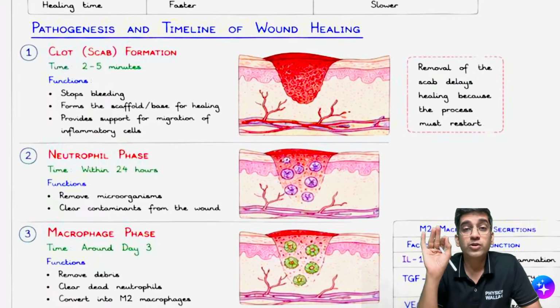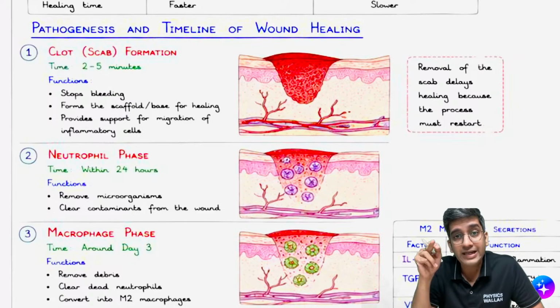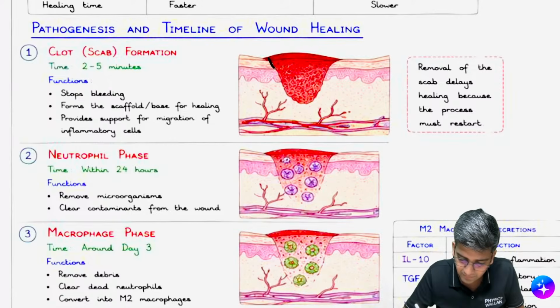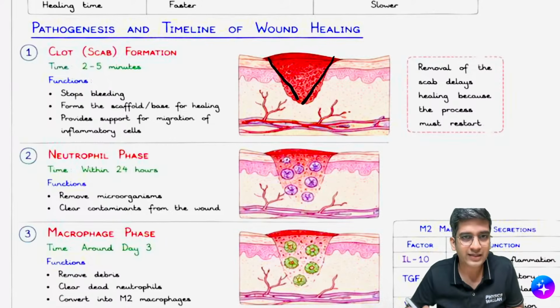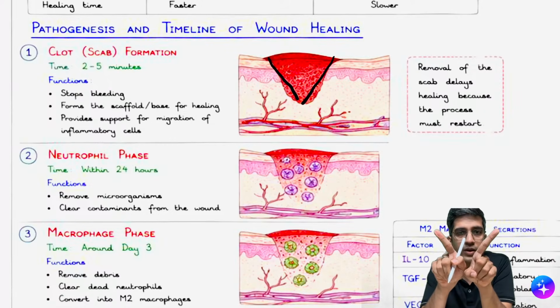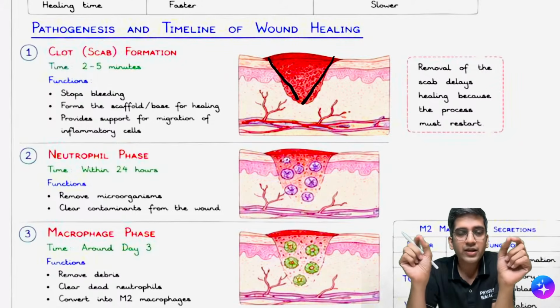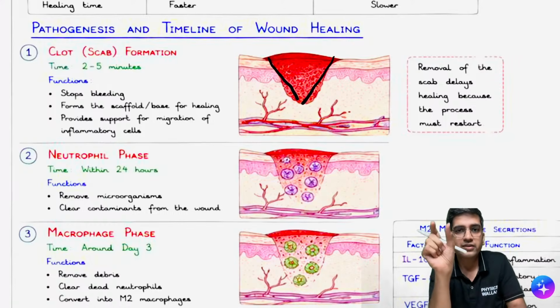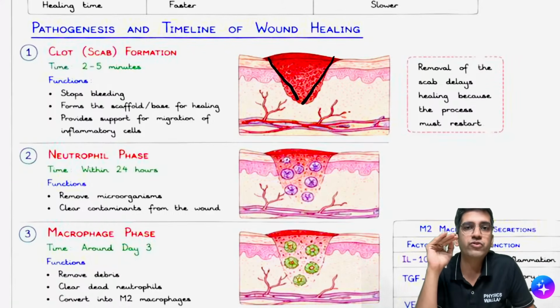Fine. Please don't remove the scab. If you remove the scab, it will bleed again and healing will be delayed. What is the use of scab? Because here we'll have a gap, right? If there's a gap, I can't heal. I need a bridge. The bridge is a scab. It's a scaffold for wound healing on which every wound healing happens.